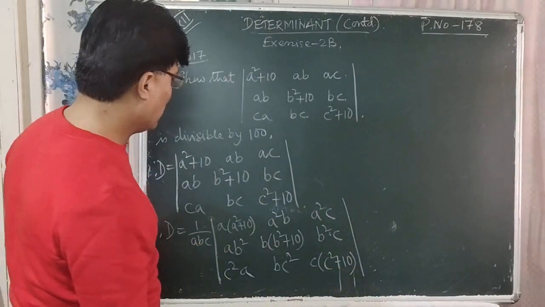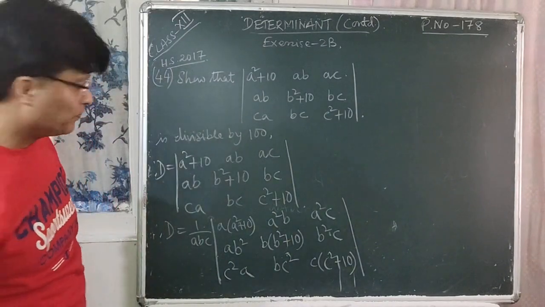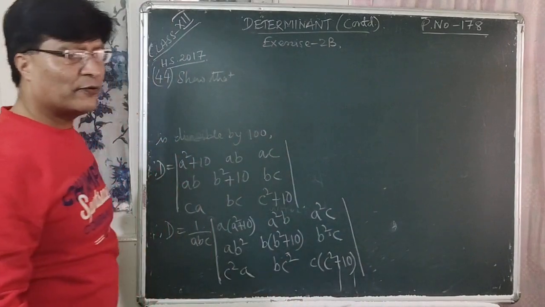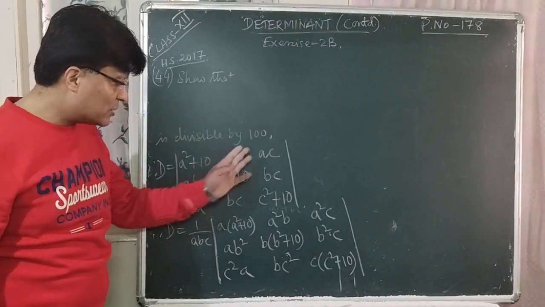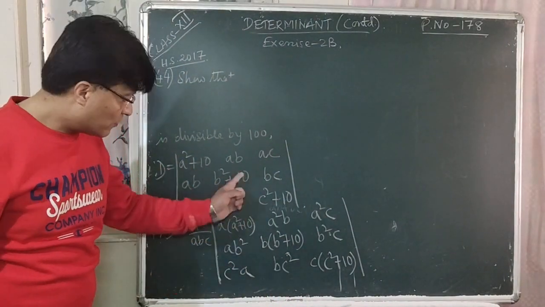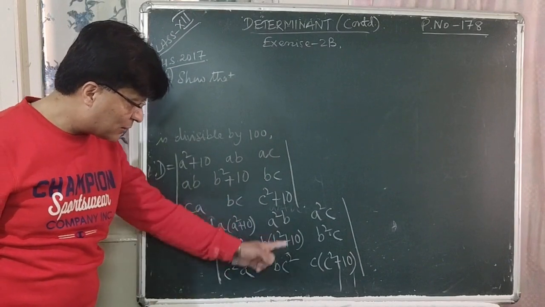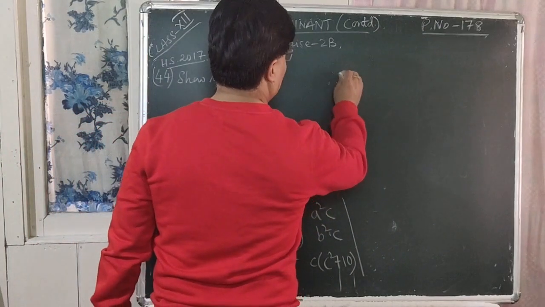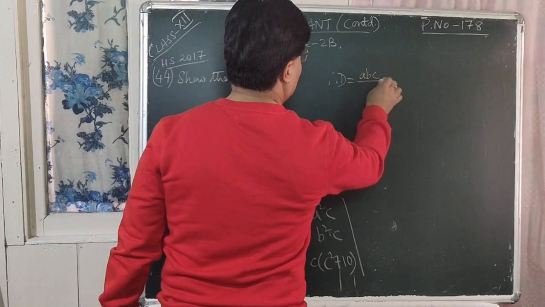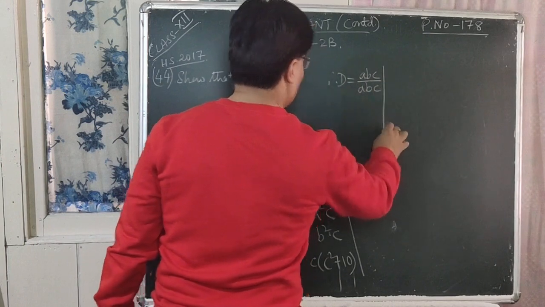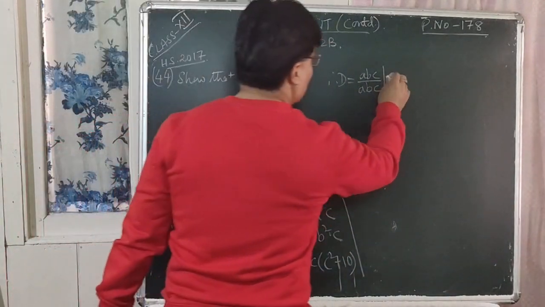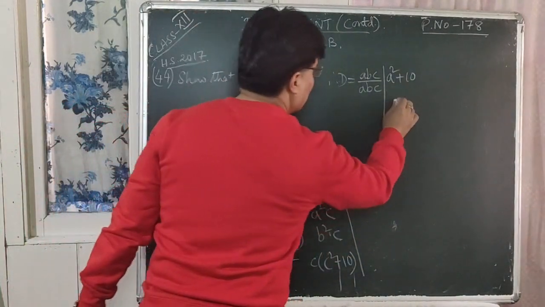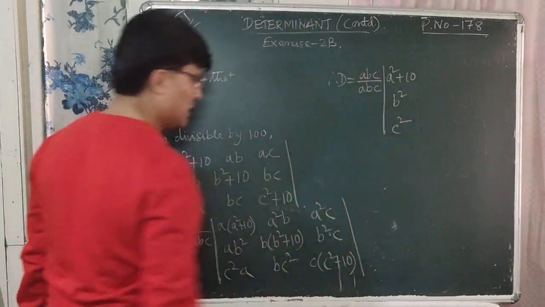So in the next step, you can take common from the first column, second column and third column. From the first column, what is common? A. Second column, B. Third column, C. Let us take it outside the determinant. D is equal to ABC divided by ABC. What is the first column now? It is A square plus 10, then B square, then C square, right?